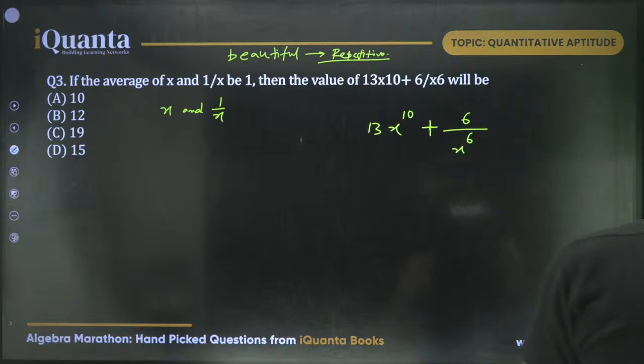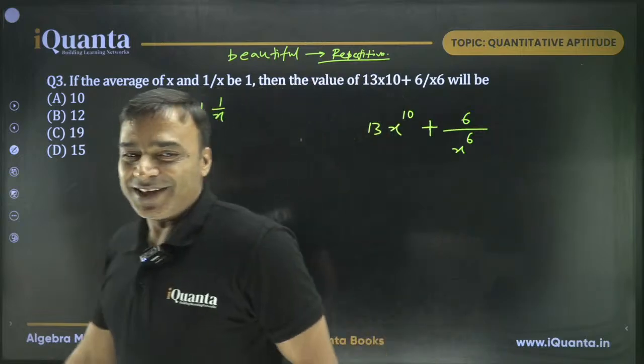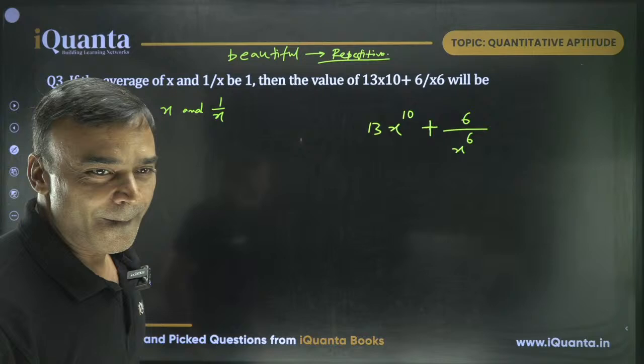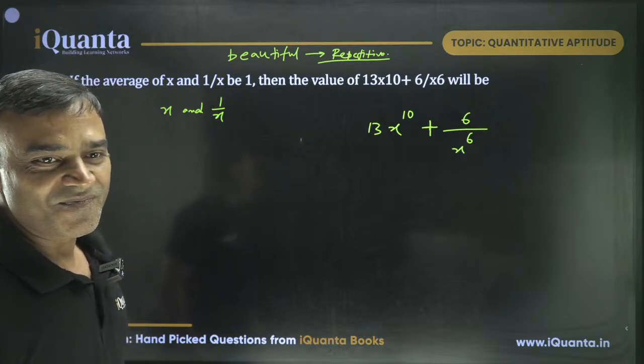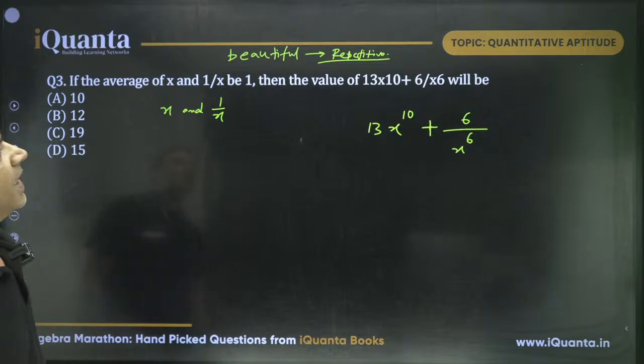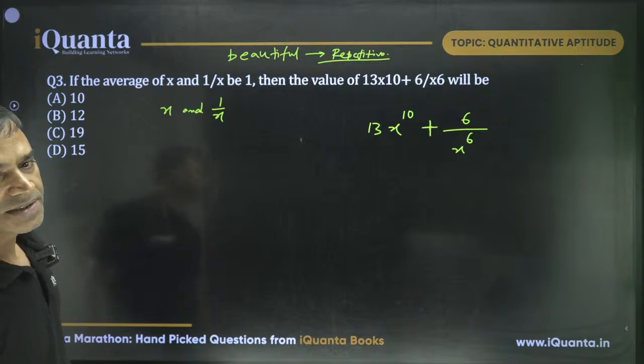Even if you are not, algebra is not something that you will enjoy anyway. So don't worry. Solve the questions. Find the value of 13x to the power 10 plus 6 upon x to the power 6. The average of x and 1 by x is 1.